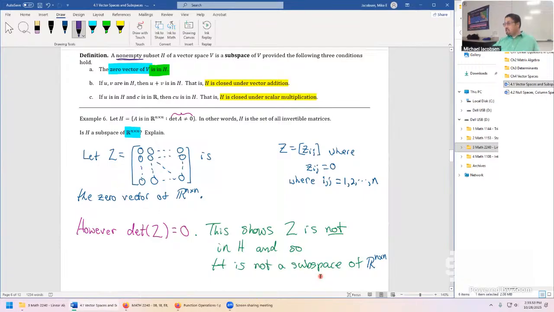H in this problem is not a subspace of R n by n, the space of square n by n matrices, because it has the requirement to get in this set H that the determinant be non-zero. It's a set of all invertible matrices, but the zero vector in that large vector space is the zero matrix. Its determinant is zero, and so it just doesn't fit inside that set. So Z is not in H, and H is not a subspace of n by n.